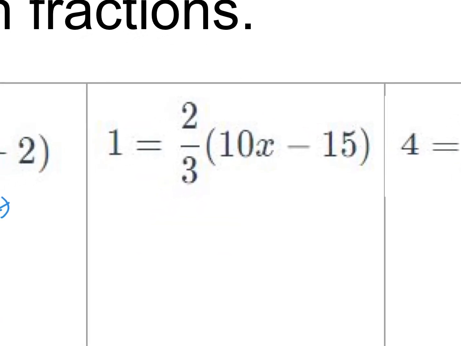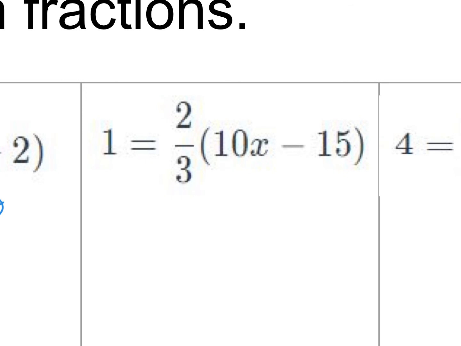Next one. This one's interesting. Here's what I'm going to do. 1 equals 2/3 times 10x minus 15. All right, I'm going to multiply by 3. You might say, why don't I multiply by the reciprocal 3/2? You can, and that would get rid of this and this and this and this. And then you multiply it by 3/2, but then I end up getting a fraction over there.